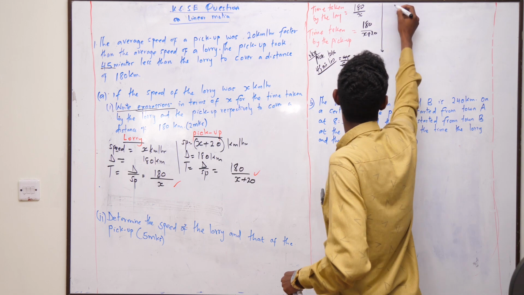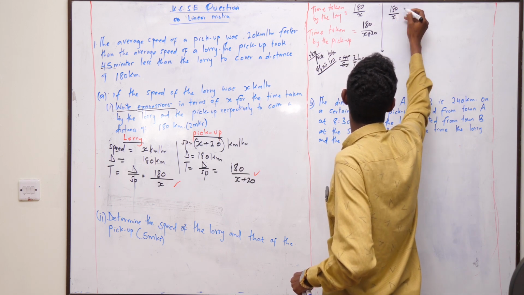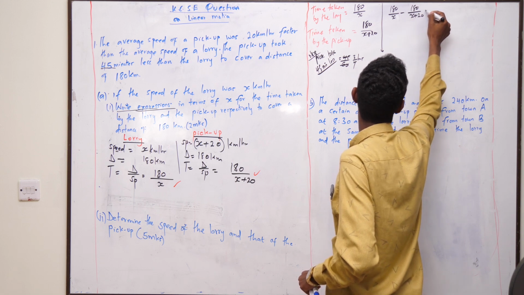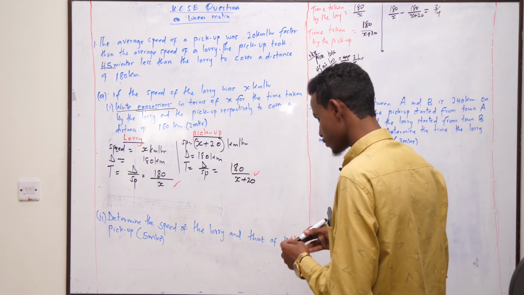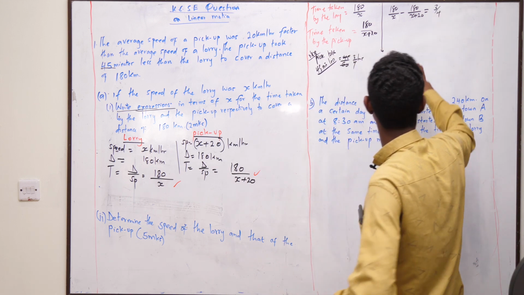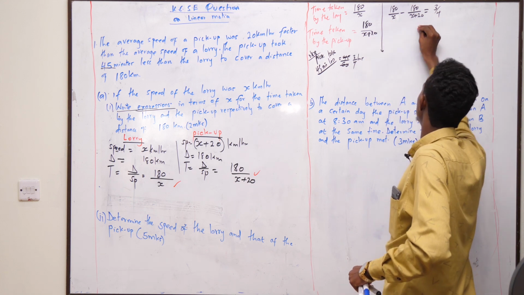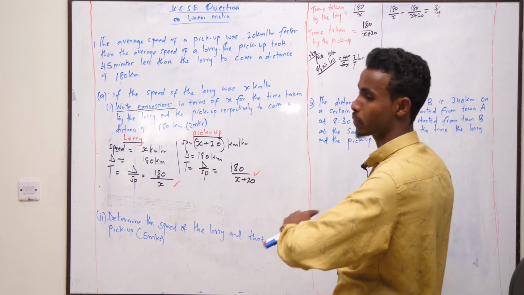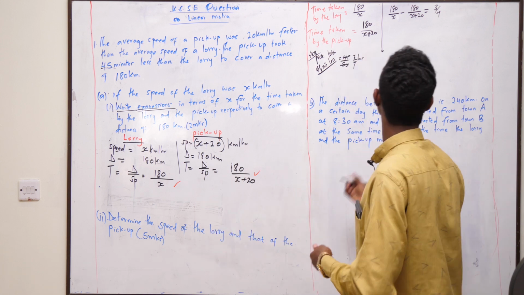Now let's solve the question very fast. It will be 180 over x minus 180 over x plus 20 equals 3 over 4. What does that mean, class? It simply means that the time taken by the lorry subtracted from the time taken by the pickup gives the difference in time: the pickup had reached while the lorry was yet to cover that distance.